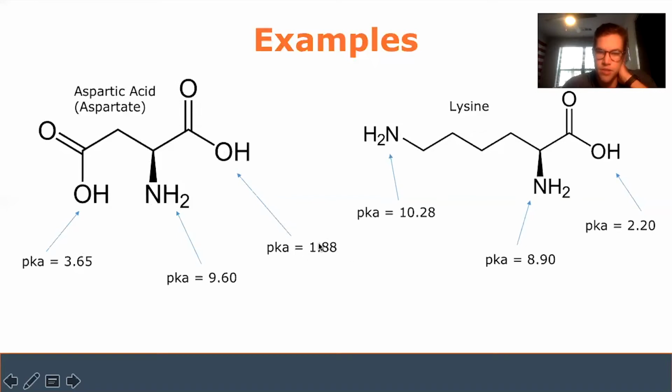3 is above this, so that'll donate its proton. 3 is also below this, so that will keep its proton. So it exists as NH3 with a plus charge. So these two will cancel out, and then this doesn't have a charge. So that could work. So that's where it'll be electrically neutral. So we should know that the PI, or isoelectric point, will be relatively low.